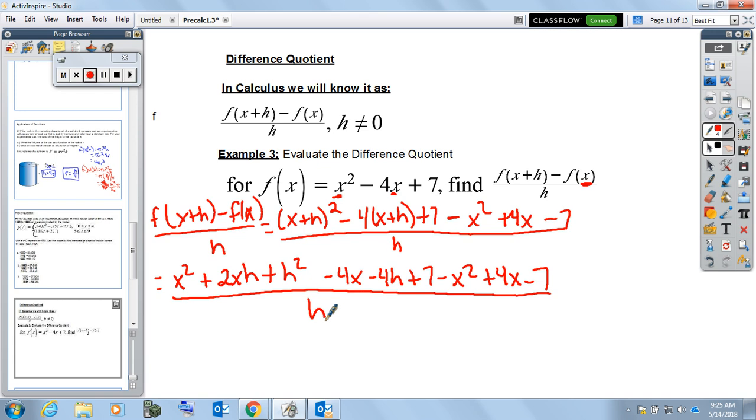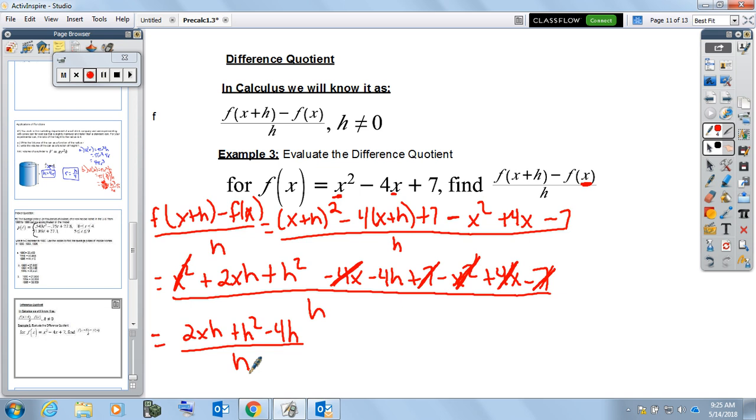The good thing that hopefully you guys have noticed so far is that the numerator is going to have some pretty things canceling out for us. So negative 4x and positive 4x will go by the wayside. We have 7 and negative 7, those are going by the wayside. And then we have x squared and minus x squared also going by the wayside. And so what does that leave us with now? Well, now we're left with 2xh plus h squared minus 4h over h.